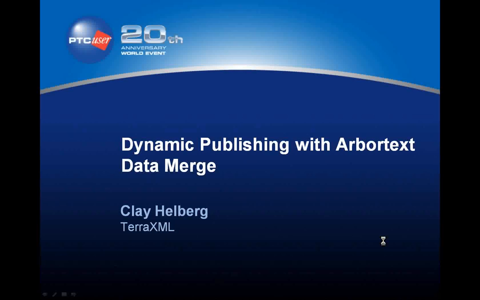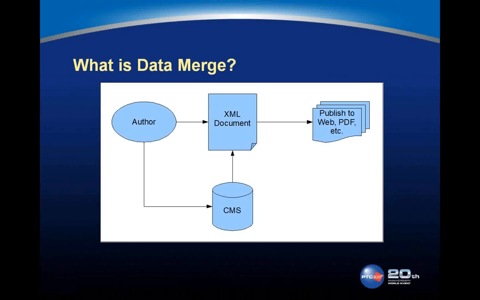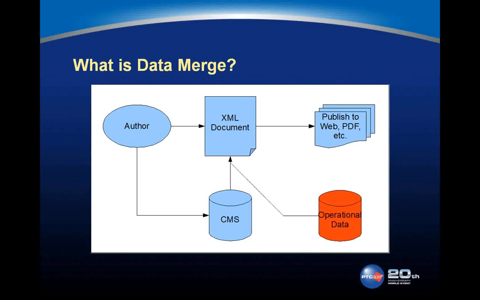Okay, great. All right, so I'm going to talk about using data merge to publish dynamic documents. Okay, so what's data merge? The typical way that you publish a document is you've got an XML document which is maybe stored in a content management system, and you pull it out and you do something with it, you edit it, you save it, and then you publish it.